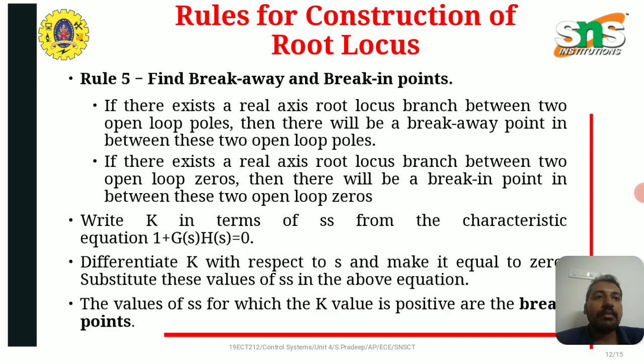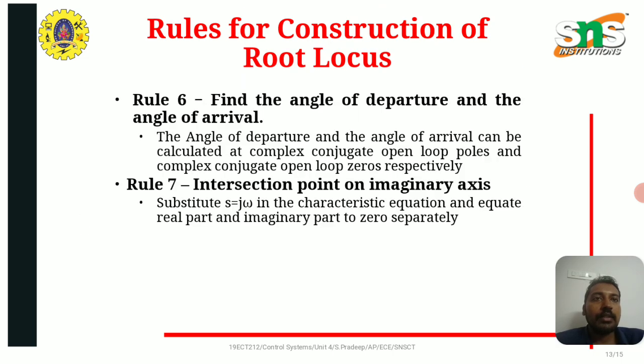Write k in terms of s from the characteristic equation 1 plus G(s)H(s) equal to 0. Differentiate k with respect to s and make it equal to 0. Substitute these values of s in the above equation. The values of s for which the k value is positive are the breakaway points.